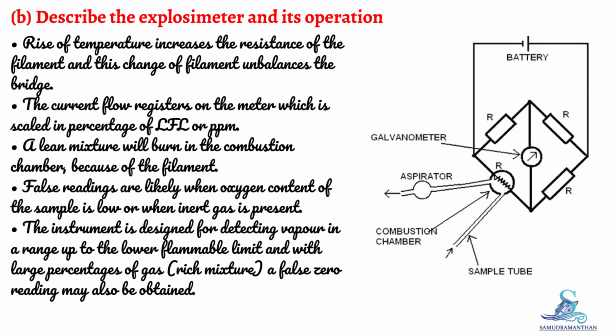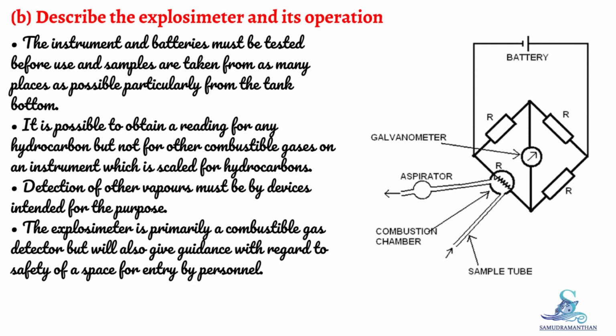False readings are likely when oxygen content of the sample is low or when inert gas is present. The instrument is designed for detecting vapor in a range up to the lower flammable limit, and with large percentages of gas-rich mixture, a false zero reading may also be obtained. The instrument and batteries must be tested before use, and samples are taken from as many places as possible, particularly from the tank bottom. It is possible to obtain a reading for any hydrocarbon but not for other combustible gases on an instrument which is scaled for hydrocarbons.